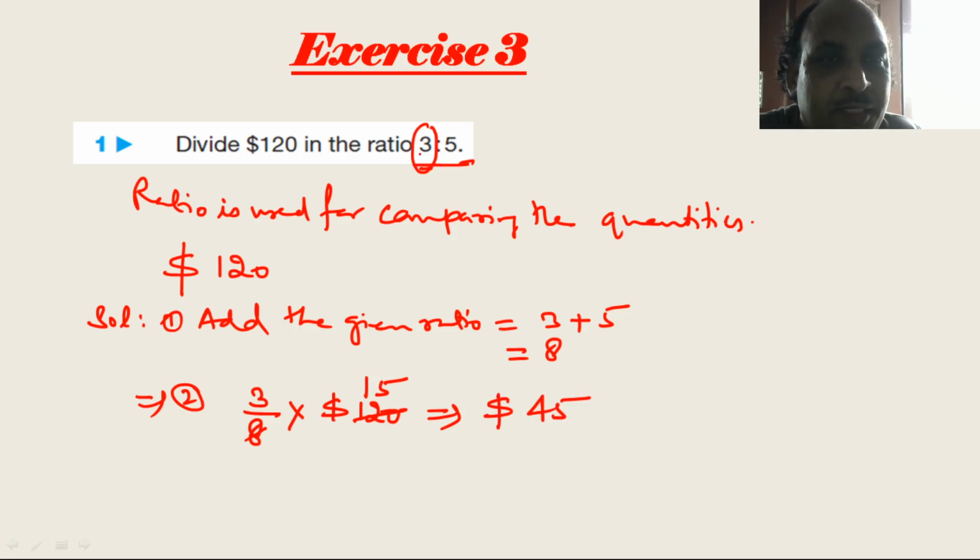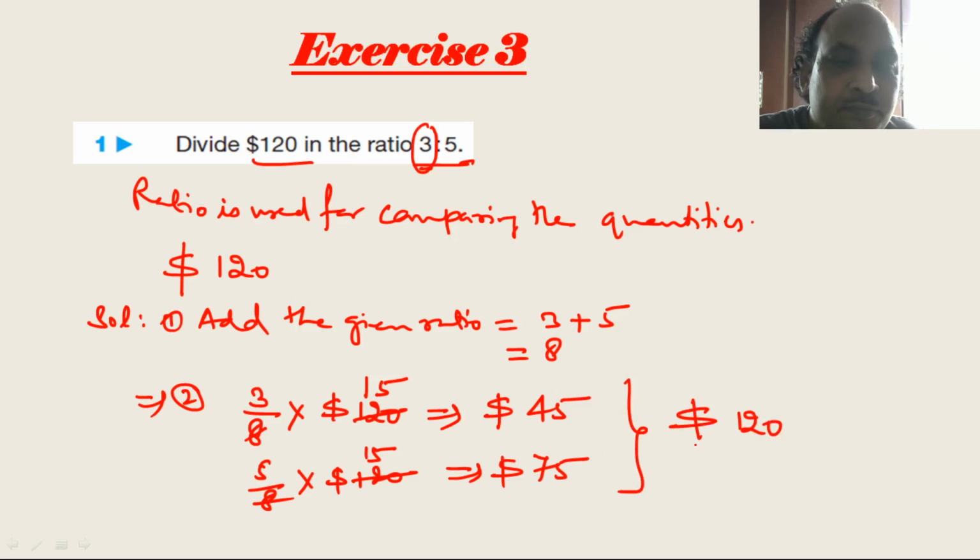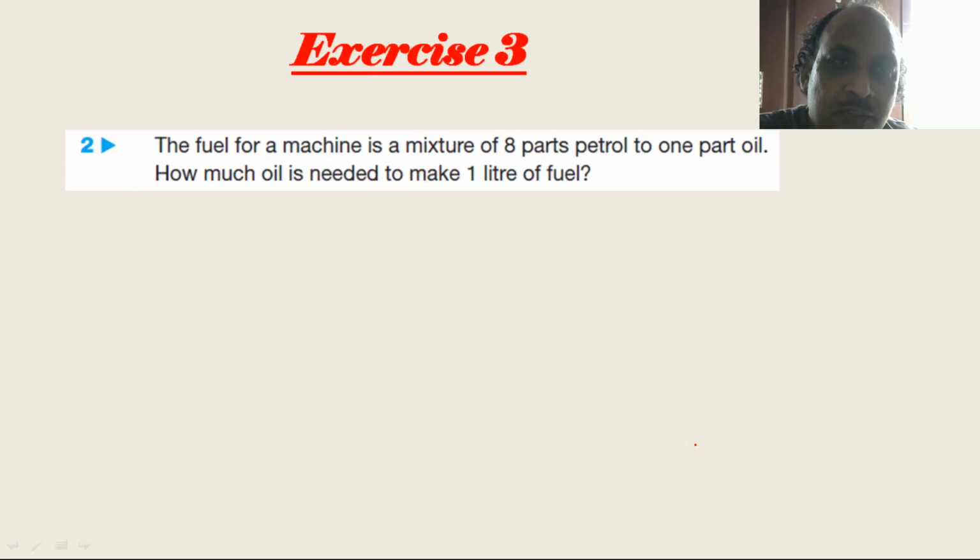So one part, which was 3 in the ratio 3:5, has become $45, and the other part is 5/8 into $120, which we cancel again with 15, and we get $75. So this $120 is divided in the ratio 3:5, and when you add both of them together, you find that it is $120. It means your answers are correct. Okay, right, fine. Let us go to the next question.